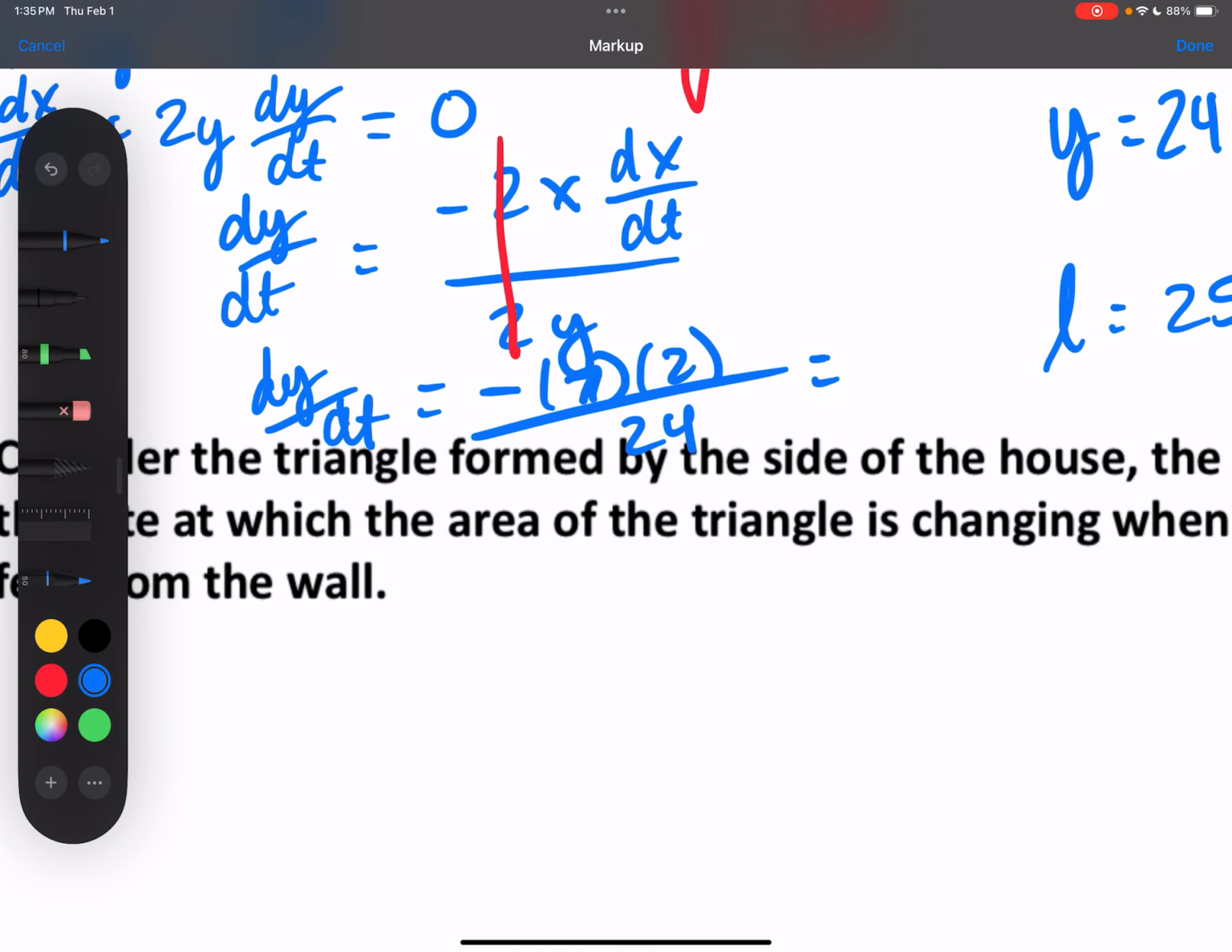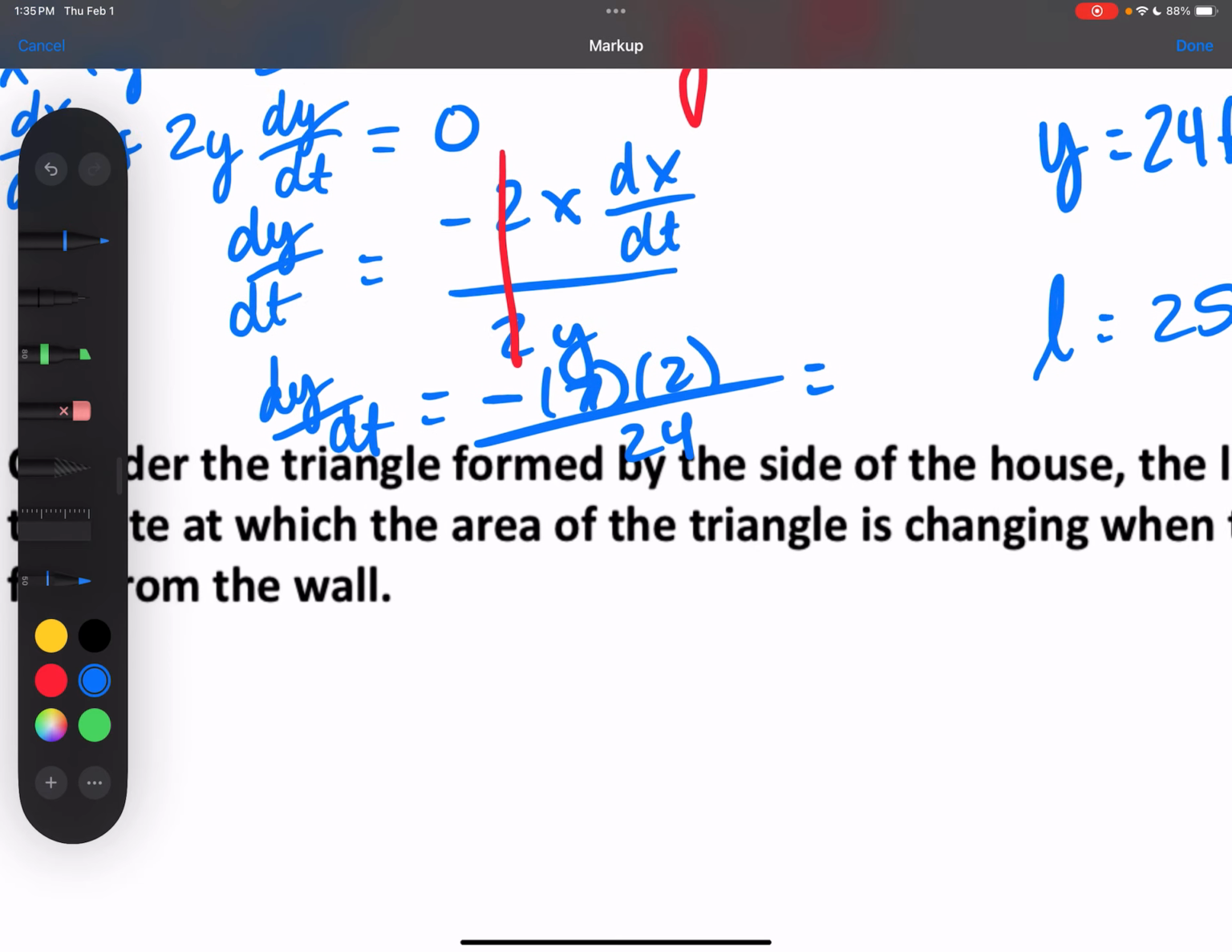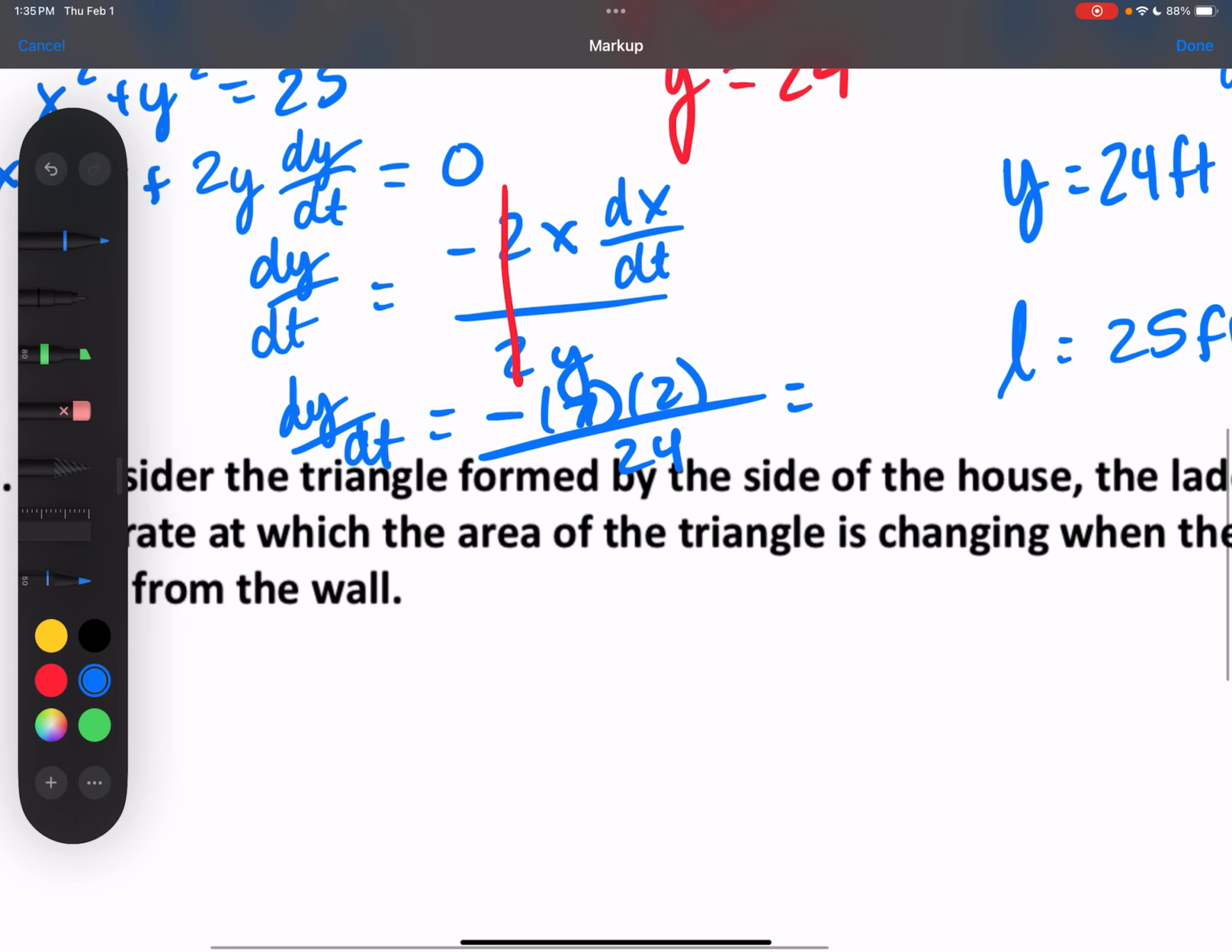So you want a fraction then? Yeah, a lot of times we leave these as fractions. If you want to do the decimal, that's fine, but I usually just leave them as fractions.